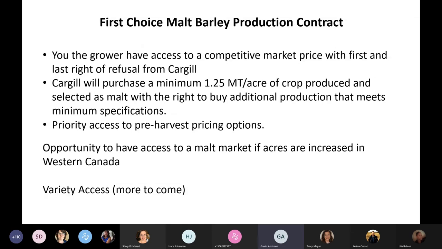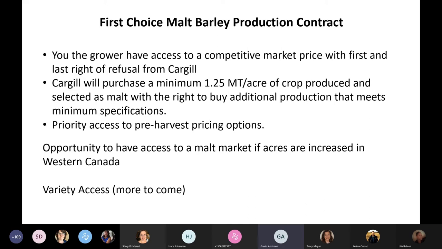So by signing up a first choice malt barley contract with Cargill, if acres are big and we do get a high quality or a high supply year in a limited malt market, I want to make sure that the growers that I work with have access to every kind of source of a malt barley price. So by signing a first choice malt production contract with Cargill, it allows you, the grower, a competitive market, and it does give Cargill the first and last right of refusal. Cargill is committed, though, to buy 1.25 metric tons, or roughly 59 to 60 bushels of your crop, provided it meets the minimum specs. So again, if there is a saturated or a flooded market, Cargill will provide you a market as well. So by offering them your acres on a first choice, you have that opportunity.